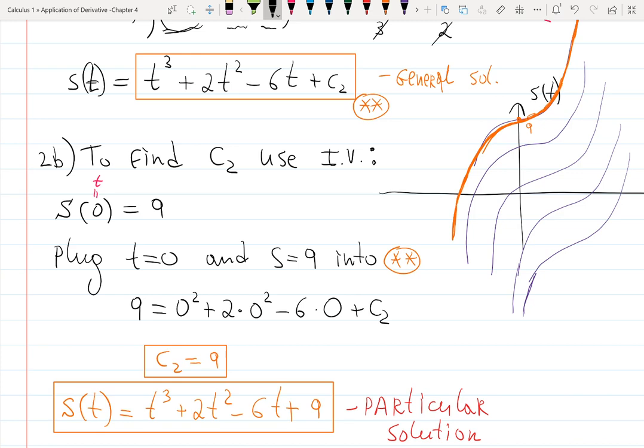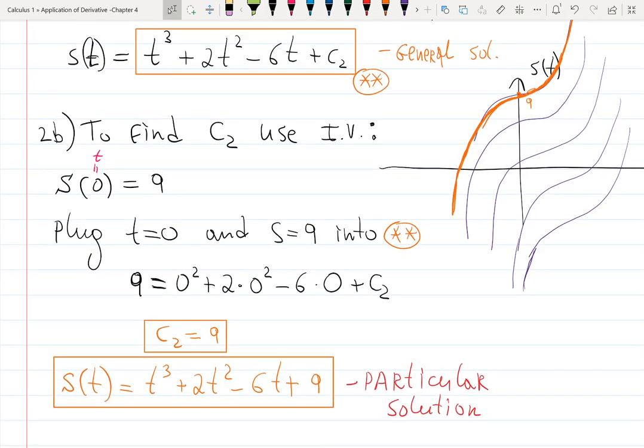To find c2, I had to use initial value for the displacement. Well, luckily we had a record that s of 0 was 9. I plugged 0 everywhere and I knew that the answer should be 9. Here it is. Left hand side equals 9 equals 0 everywhere where t is, plus c2. I solved for c2. When I found c2, the final answer is here. s of t is a cubic function, t cubed plus 2t squared minus 6t plus 9. And that's a particular final solution.